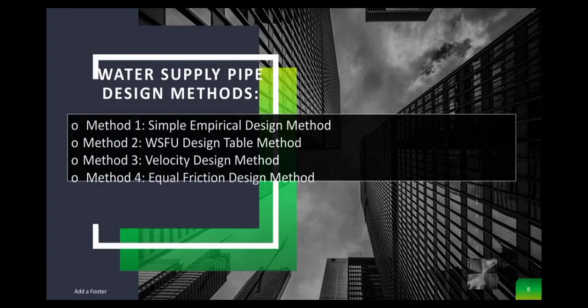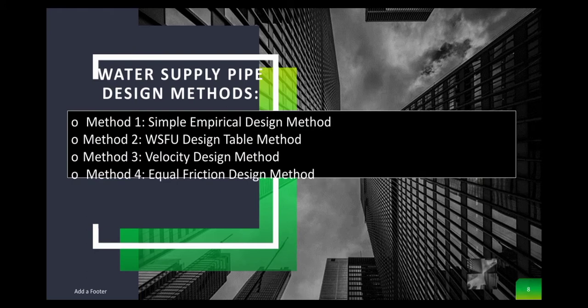So let's now move on to the main topic, the water supply pipe design methods. We have four methods. Method 1 is the simple empirical design method. Method 2 is the WSFU, or the water supply fixture unit design table method. Method 3 is the velocity design method. And method 4 is the equal friction design method.